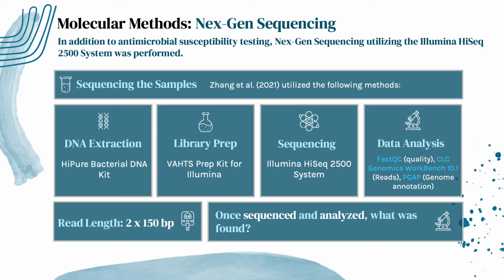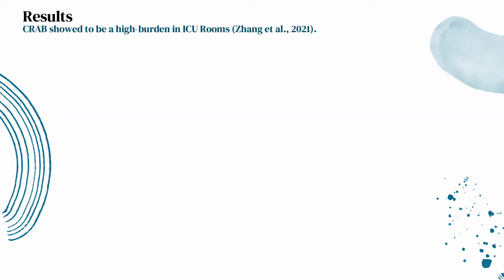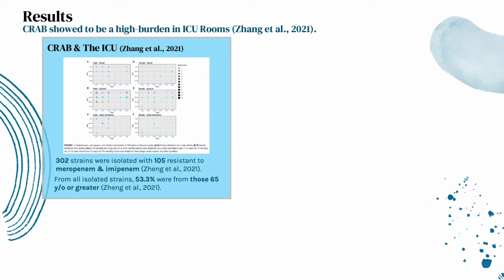And once sequenced and analyzed, what was found? So over the 6-year study, 302 strains were isolated and 105 were resistant to meropenem and imipenem. Of the isolated strains, 53.3% were isolated from those 65 years old or greater. The plot that I've included illustrates the spatiotemporal, demographic, and clinical characteristics of the 105 resistant strains.